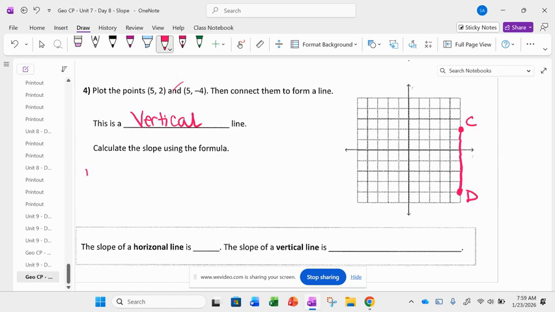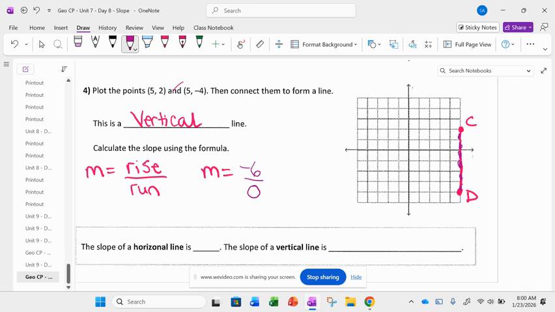So now if we're going to find the slope of this vertical line, it's our rise over our run. So we are going to rise. Doesn't matter if you go from C to D, you're going to go down 1, 2, 3, 4, 5, 6. So you're going down 6. Am I running left or right at all? No, so that's a 0.